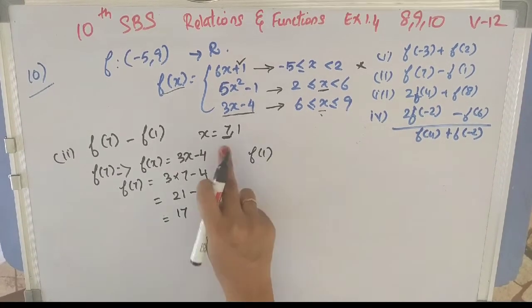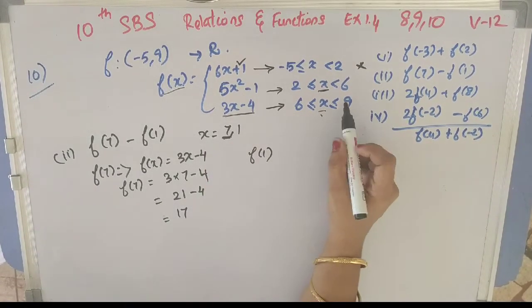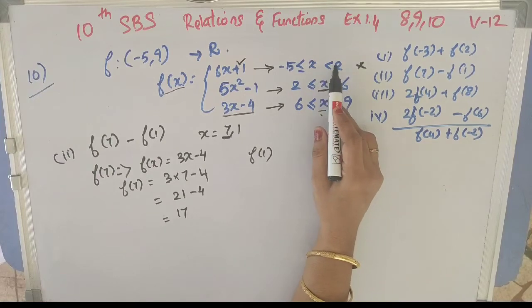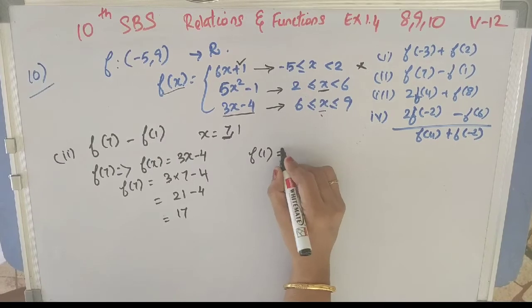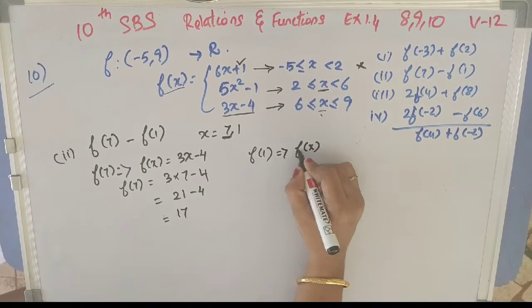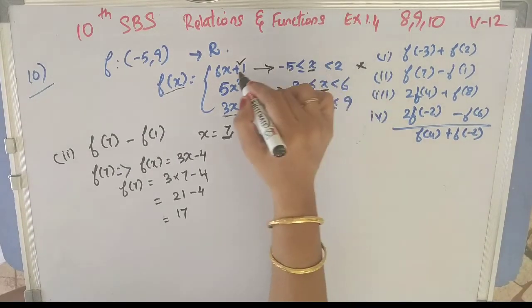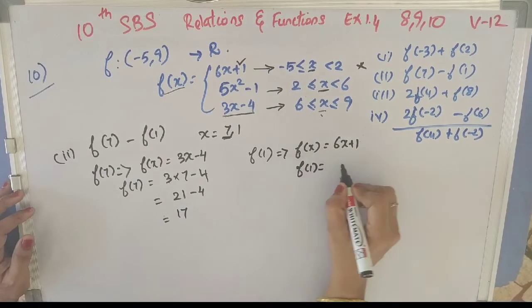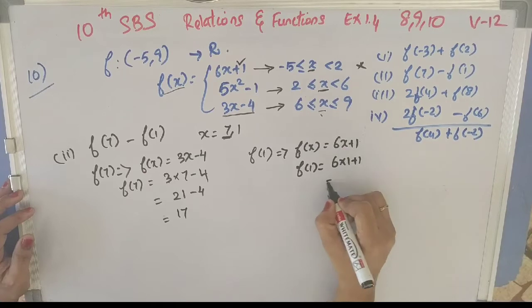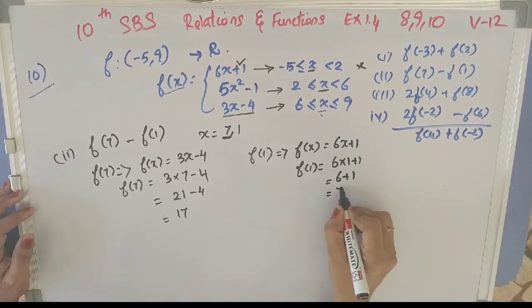Now we have to find f of 1. Where does this 1 lie? This 1 lies between minus 5 and 2, because 1 is greater than or equal to minus 5 and less than 2, isn't it? So we have to use f of x is equal to 6x plus 1. So f of 1 is equal to 6 into 1 plus 1, that is 6 plus 1, which is 7.